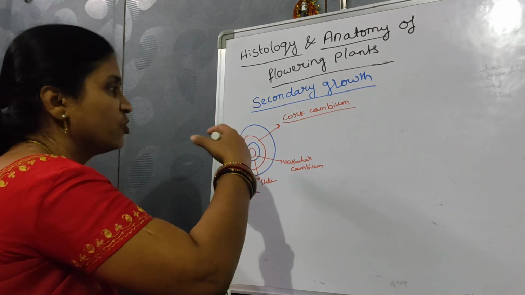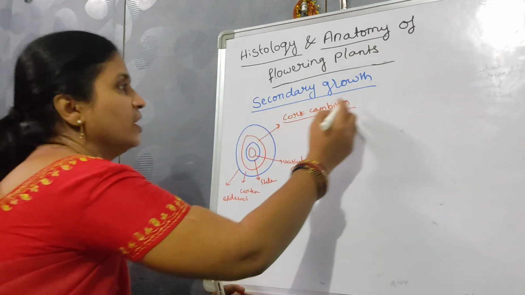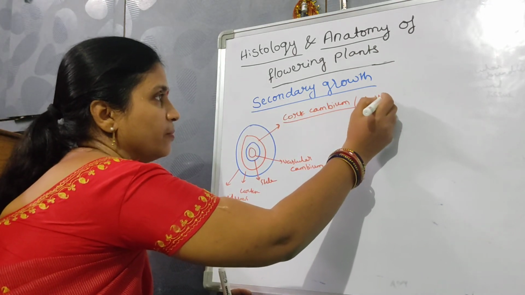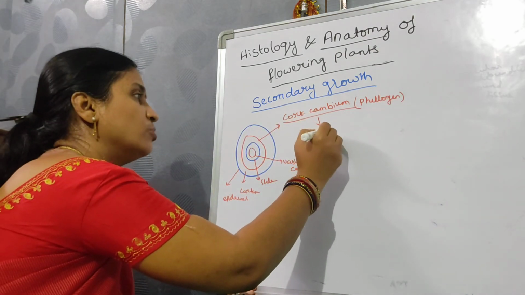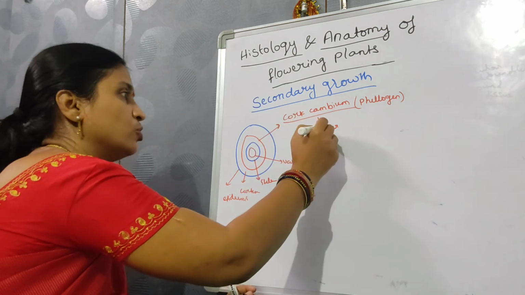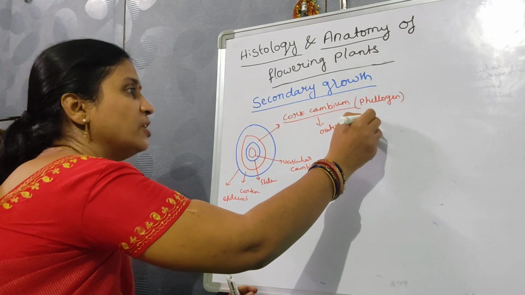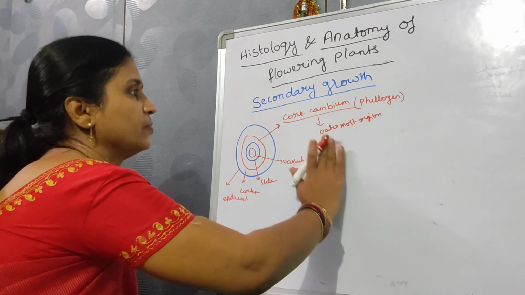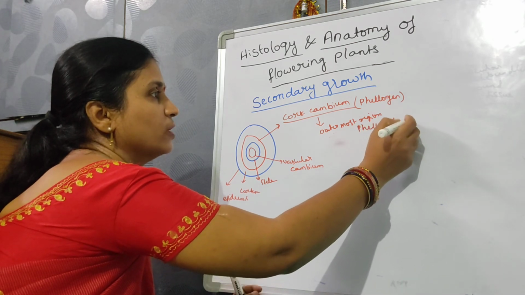The new cells which are going to be formed will increase the width of the stem. This cork cambium is also called as phellogen. Okay, so the outermost division of the cells towards the epidermis, that particular thing is called as phellem or cork. So this one is phellem or cork.